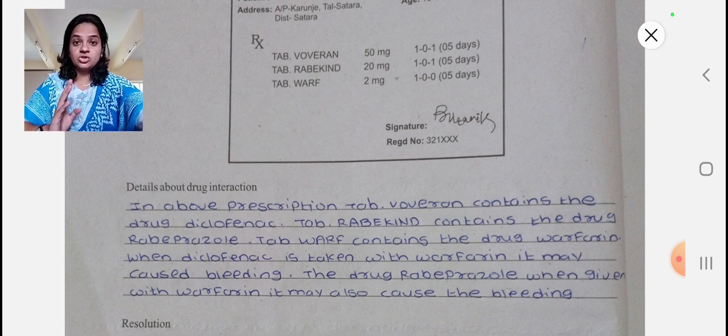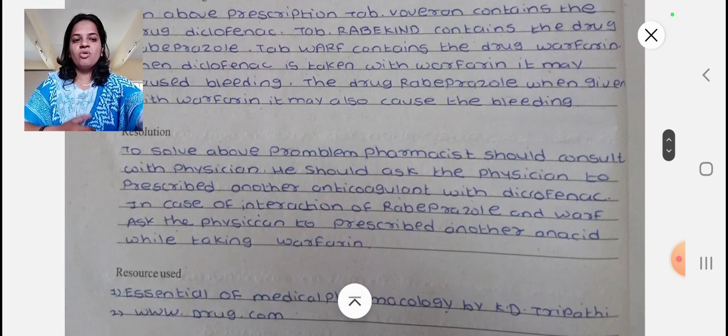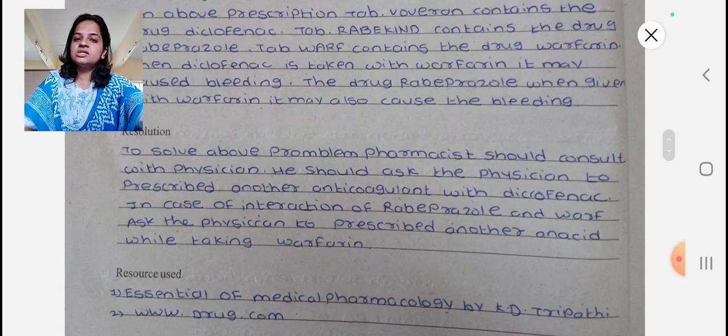Now, what is the resolution to solve this problem? We will see. To solve the above problem, the pharmacist should consult with the physician. Then he should ask the physician to prescribe another anticoagulant with the diclofenac.